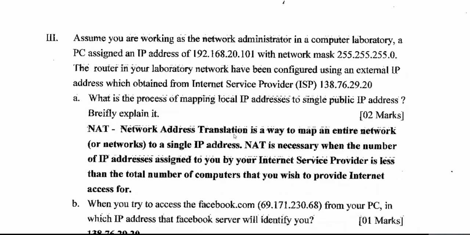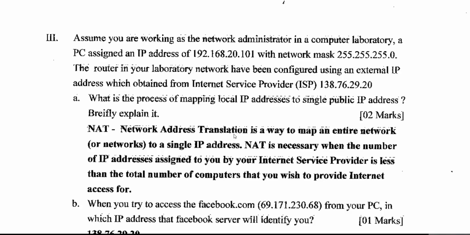This is the last part. Assume you're working as the network administrator in a computer laboratory. A PC assigned an IP address of 192.168.20.101 with network mask 255.255.255.0. The router in your laboratory network has been configured using an external IP address which was obtained from the Internet Service Provider, and then they have mentioned the IP address of the internet service provider.